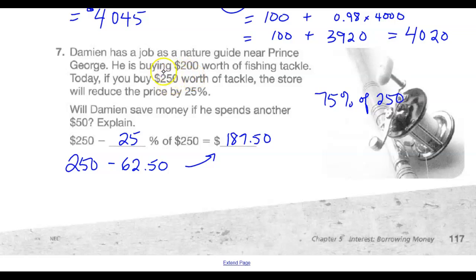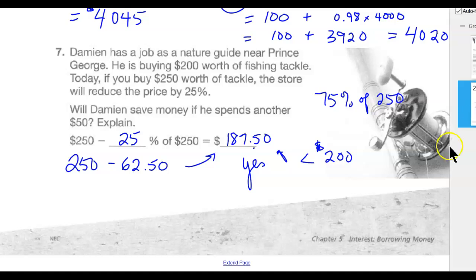And so he was going to spend $200. Now if he did purchase $50 more, actually he'll end up paying less than what he had planned. So will Damien save money if he spends another $50? Yes. This is less than $200. Okay, so that's the end of the try these. Then you can go on to section 5.1.